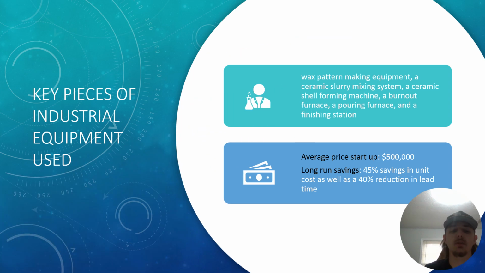Key pieces of industrial equipment used. You're going to use wax pattern making equipment, a ceramic slurry mixing system, a ceramic shell forming machine, a burnout furnace, a pouring furnace, and a finishing station. This being said, the average price to start up a business is $500,000.